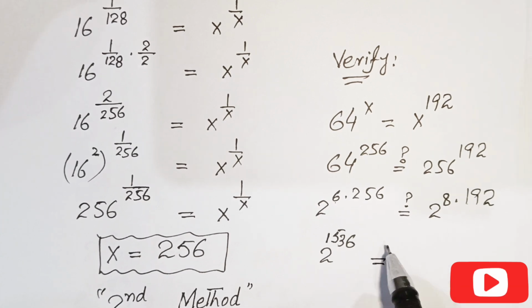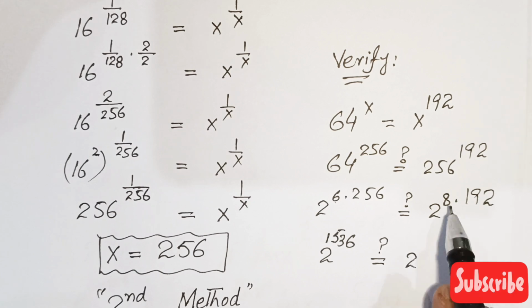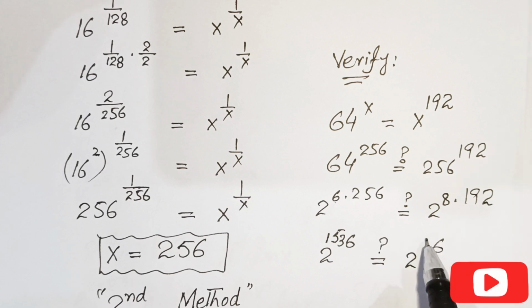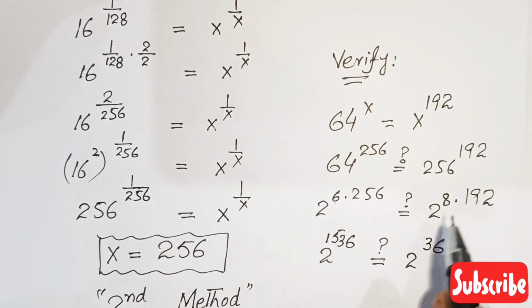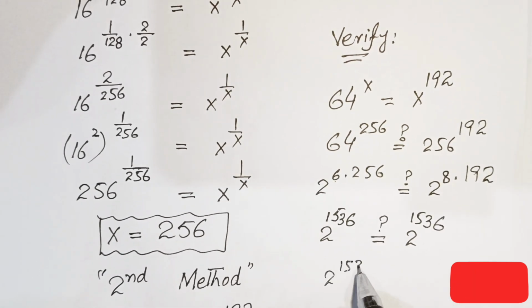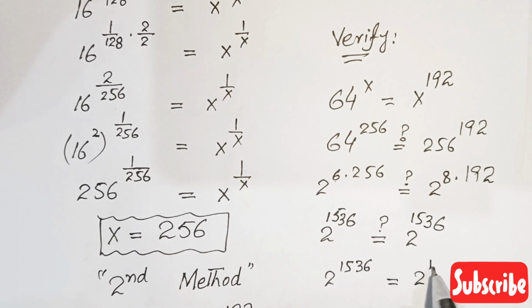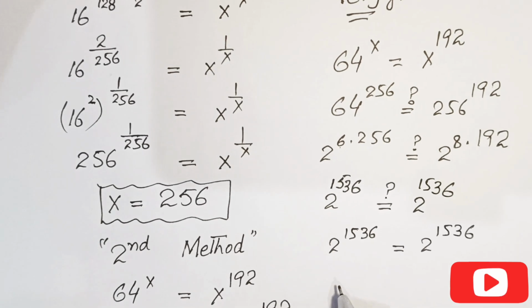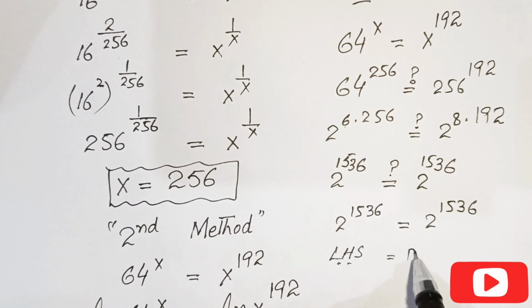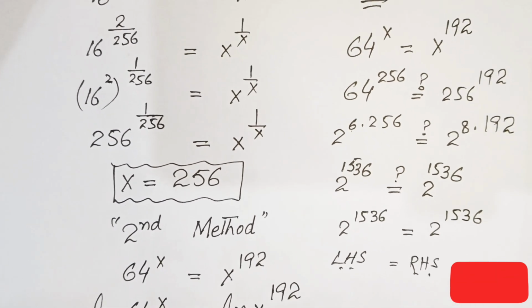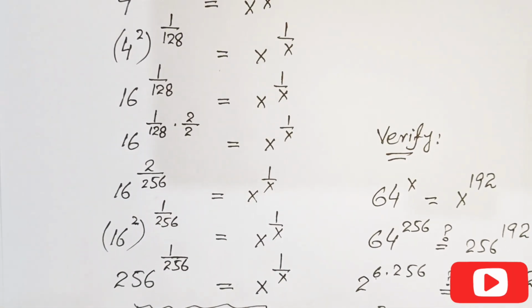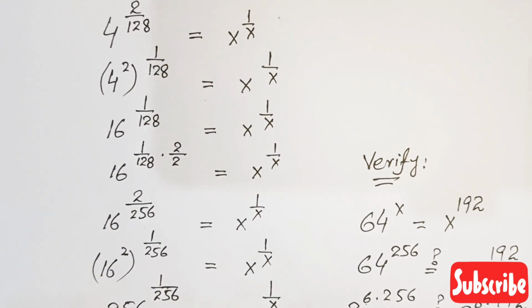So here we have 2 to the power 1536. Is it equal to 2 to the power 8 times 192? 8 times 2 is 16, 1 carry, 8 times 9 is 72 and 1 is 73, we get 7 carry, 8 times 1 is 8 and 7 is 15. So here we see that 2 to the power 1536 is equal to 2 to the power 1536. So we have proved that the left hand side of this equation is equal to the right hand side. So the value of x is valid for this problem, as we have just verified our answer.